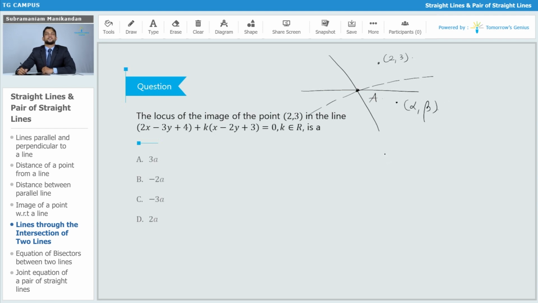So first we need to find the point A. And then what do we do with that? Of course, the point, say P, is given as 2, 3 and its reflection Q. If the dotted line is the mirror, then since point A lies on the mirror, the distance of the point A from P and the distance of the point A from Q is going to be equal to each other.